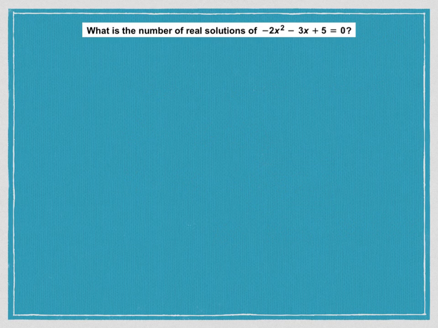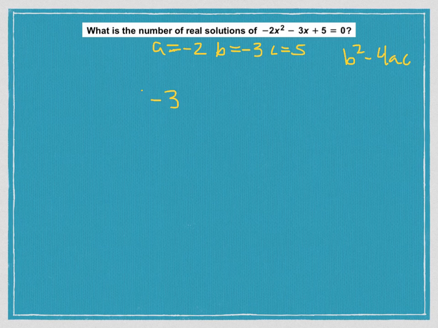All right, let's go to the next one. We're going to do the same thing. So what's the formula that tells us the discriminant? b squared minus 4ac. Always going to be this when you're finding the number of real solutions. So what's our a? -2. What's our b? -3. And what's our c? 5. Okay, so now we're just going to plug in our a, b, and c.